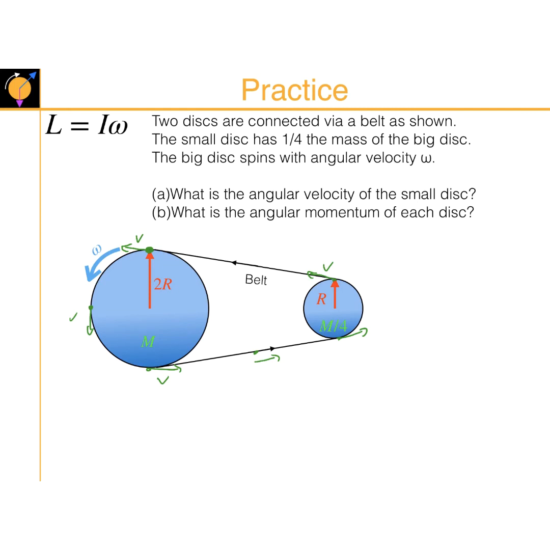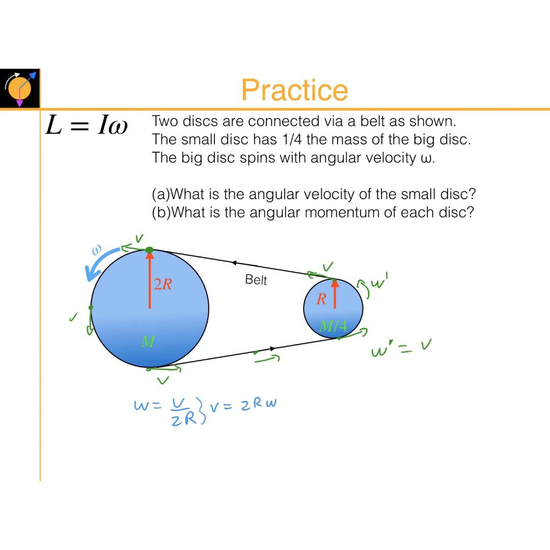So for the large disk, remember, omega is equal to v over the radius for a point on the edge. So the radius is 2r. Okay, so we have an expression for the angular velocity. That means that the velocity at every point along the whole belt is going to be 2r omega. Now we can use that to find the angular velocity for this one. We'll say that this one here is rotating with omega prime.